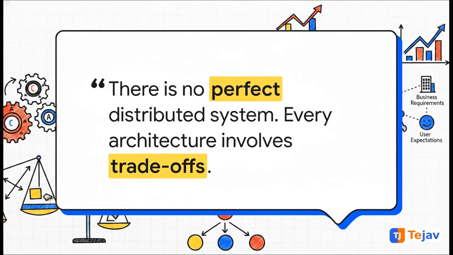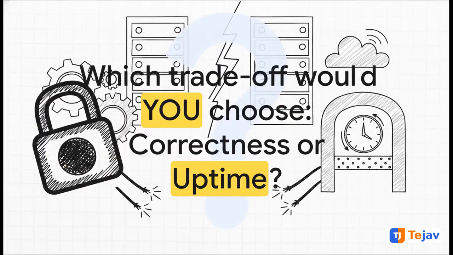Which brings us to this definitive quote: there is no perfect distributed system. Every architecture involves trade-offs depending on business requirements, user expectations, and operational constraints. This is the core lesson you need to take away from this explainer today. You simply cannot optimize everything simultaneously. You have to look at your business, look at your users, and make the hard choice about what truly matters most.